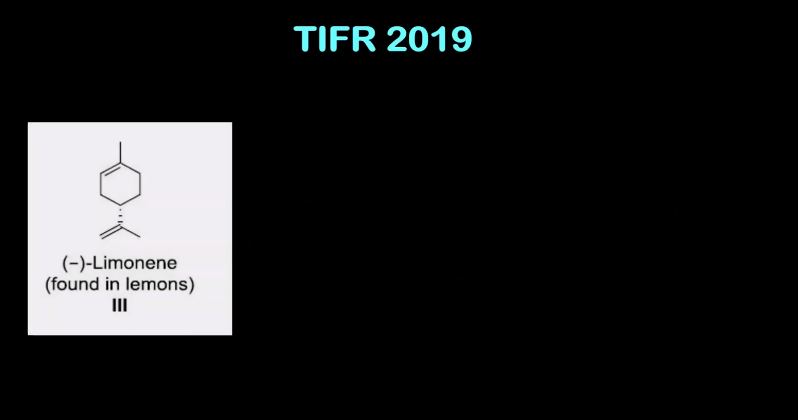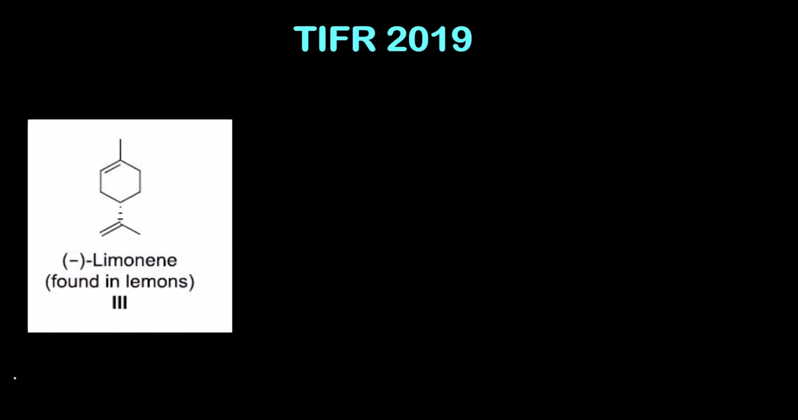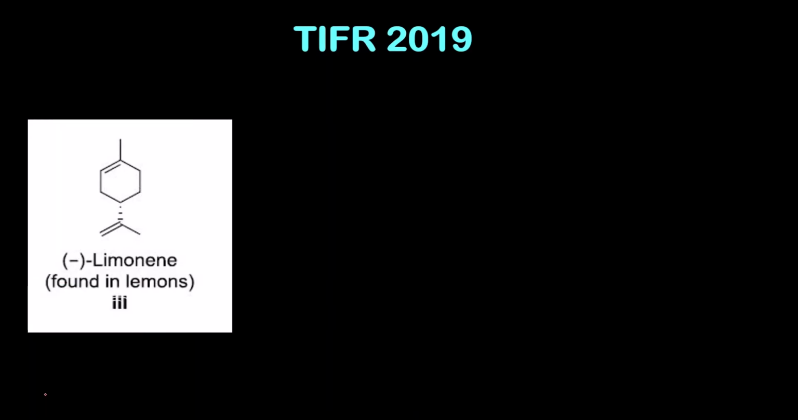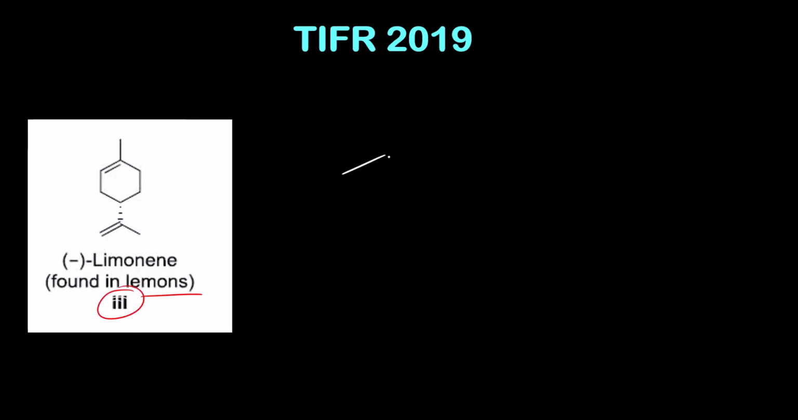Now let us see the next two molecules. Again, first let us draw this molecule, that is the third one, the molecule which is present in lemons. Double bond, CH3, double bond CH3, CH2, and since nothing is mentioned here, our hydrogen will be on the wedge bond.